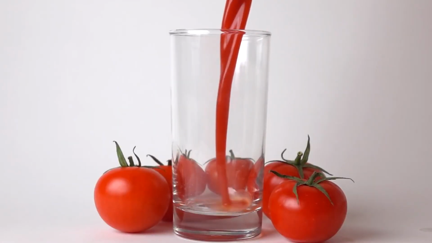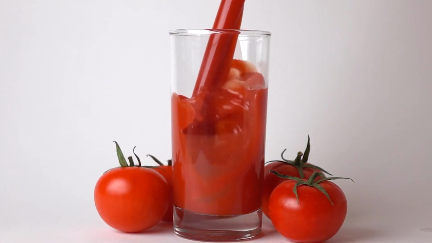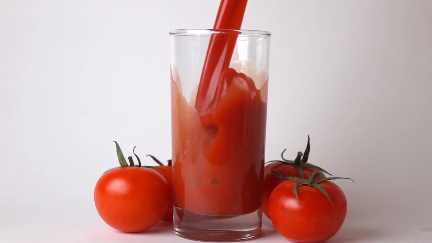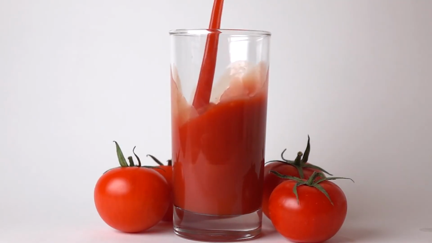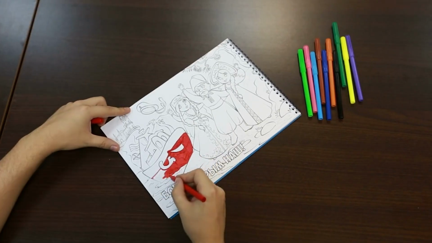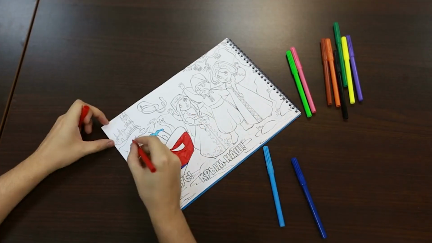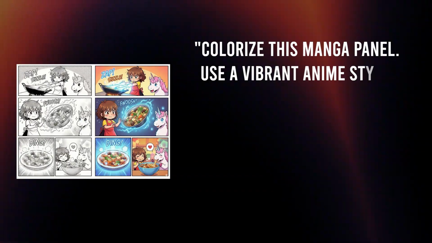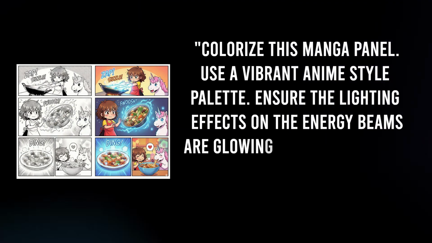The physics understanding is good enough that you can ask it to fill a glass with liquid, and it'll handle reflections and transparency correctly. For manga or comic colorization, upload a black and white panel and prompt, "Colorize this manga panel. Use a vibrant anime-style palette."